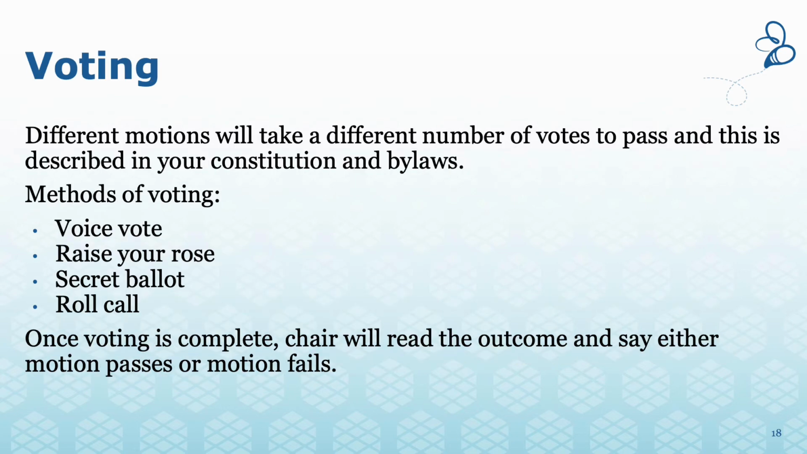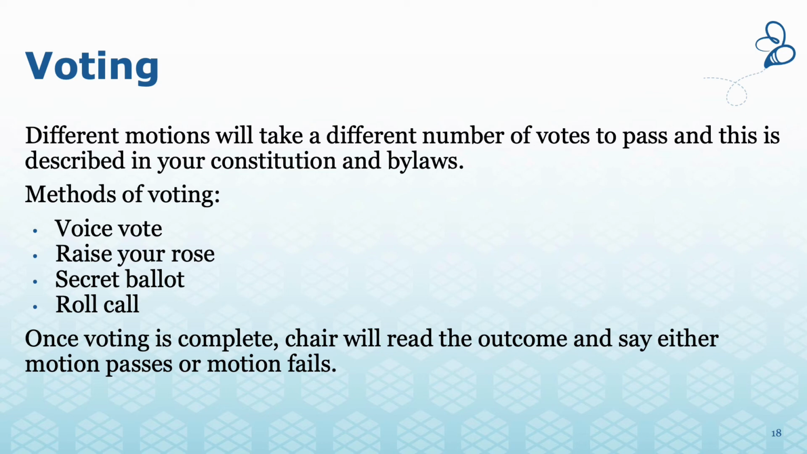What does voting look like? So different motions will take a different number of votes in order to pass. This is described in your chapter's Constitution and Bylaws. So you, as the president, should be super familiar with what the voting numbers are as required by your chapter's Constitution and Bylaws. So you should look that up. Usually it's 3/4 or 2/3. Sometimes it's just a simple majority, like for service projects. If it's not noted in your Constitution and Bylaws, then it's a simple majority.